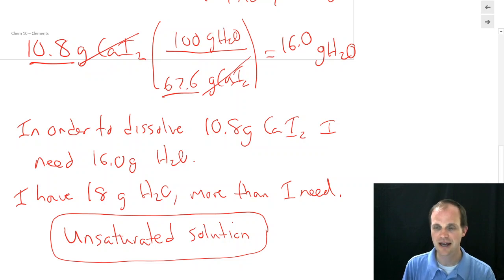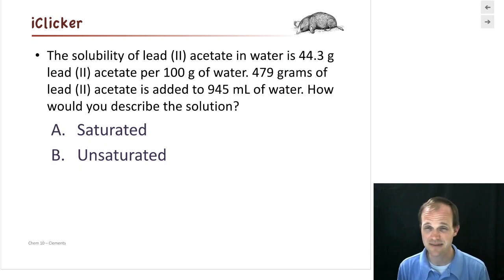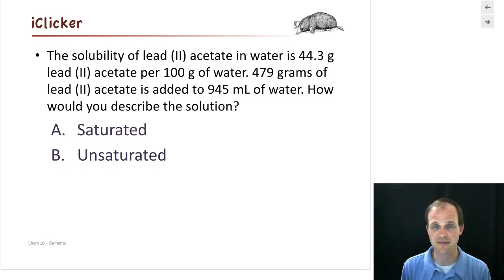So those are our calculations for saturated and unsaturated solutions. We can start with either the solute or the solvent. We use the solubility as the conversion factor, and then we have to use a little bit of logic at the end. Here's an example for you to try. We've got the solubility of lead 2 acetate in water. It's 44.3 grams of lead 2 acetate per 100 grams of water. We're going to take 479 grams of lead 2 acetate added to 945 milliliters of water. How would you describe this solution? Again, great chance for you to pause and actually try it out. Just looking at me doing it is so not the same thing. Actually stop, try it out, and then you can always start the video up again.